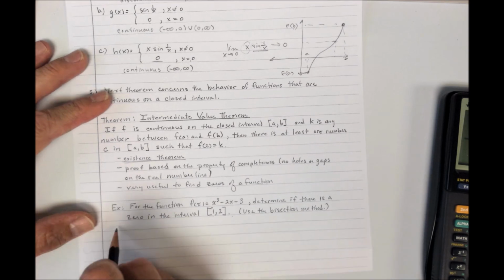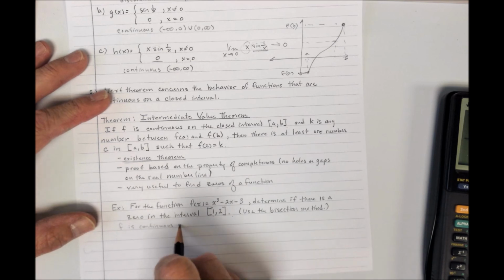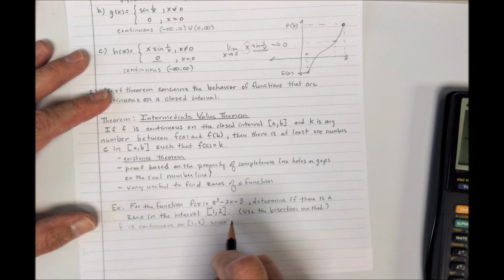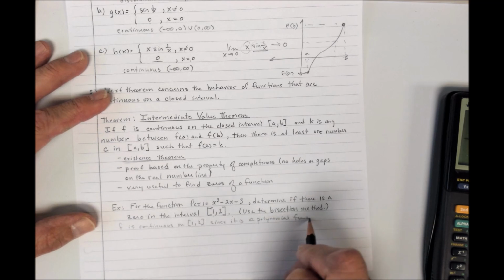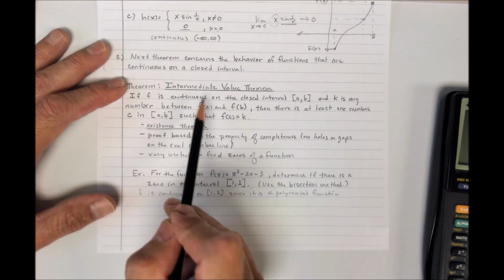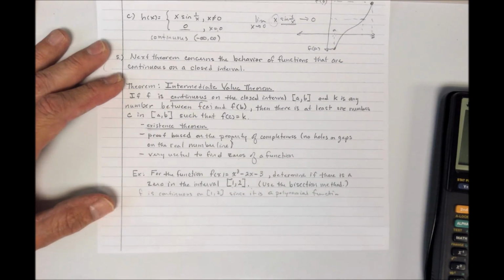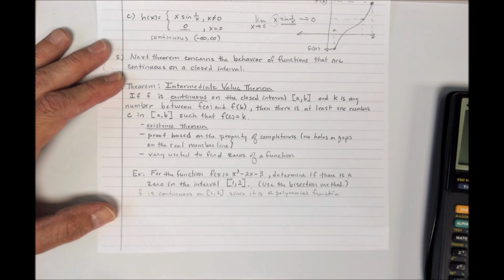All right, first things first, f is continuous on [1, 2], since it is a polynomial function. Okay, that's a qualifier to use the intermediate value theorem. It has to be continuous. So I make that statement that says that it is, and I explain why, because it's a polynomial function. We just determined that those are everywhere continuous.